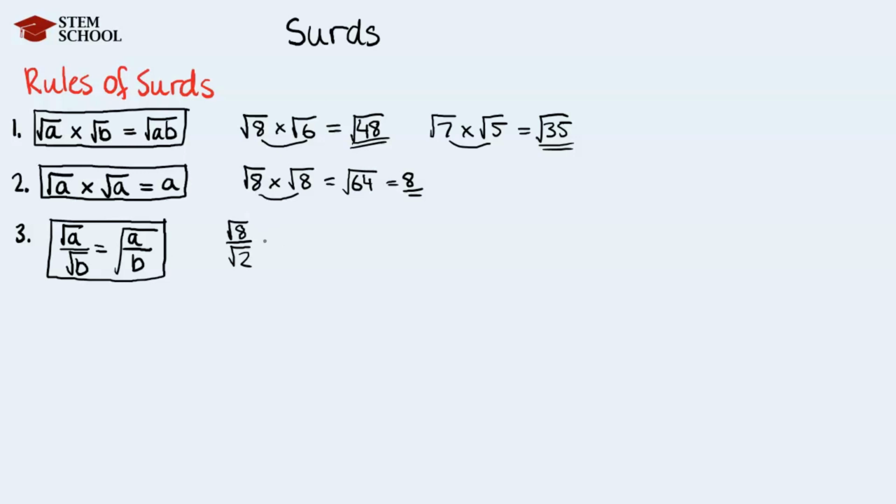But if you remember this rule, we know that we can write the numbers as a fraction, so we can write 8 divided by 2, then put the square root over it. Now in this form, we can figure out the fractions separately, so 8 divided by 2 is 4, then put the square root, and root 4 is simply 2. So these are the rules of surds.